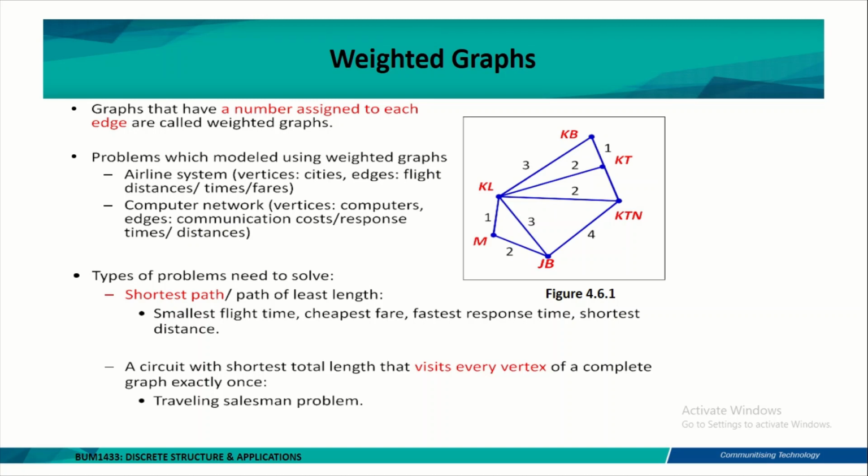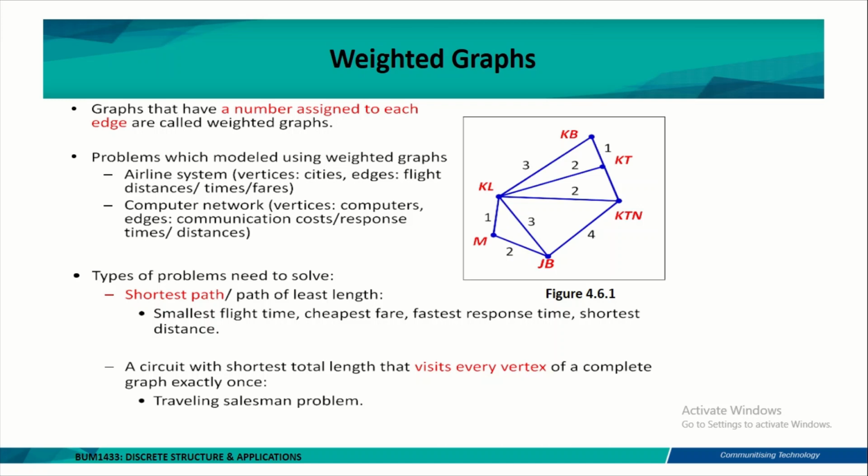So first, let's see the weighted graph. What is meant by a weighted graph is a graph that has a number assigned to its edge. So we see in figure 4.6.1 that there are numbers assigned to its edges. So this graph is called a weighted graph.